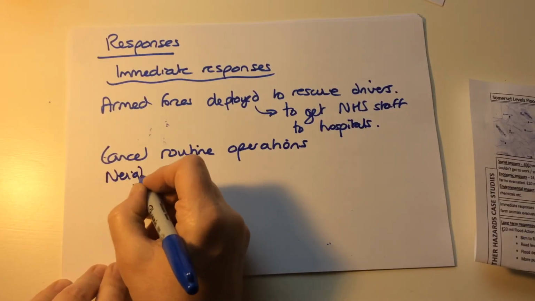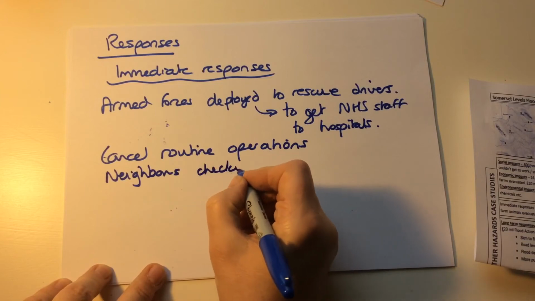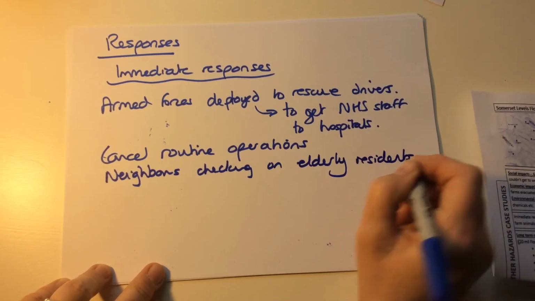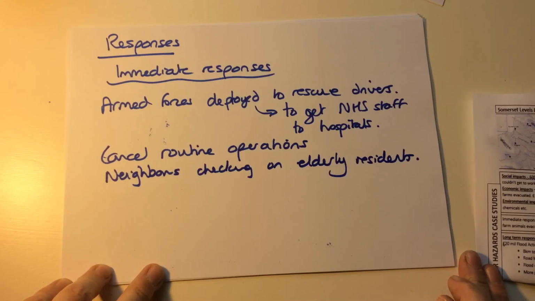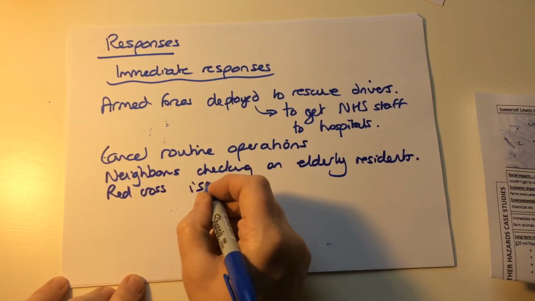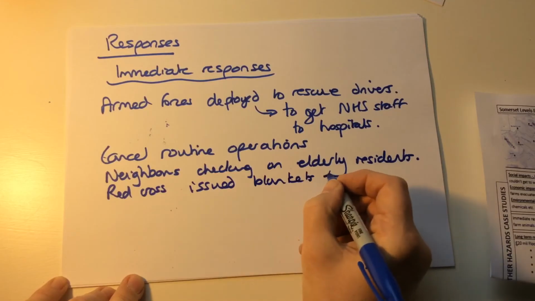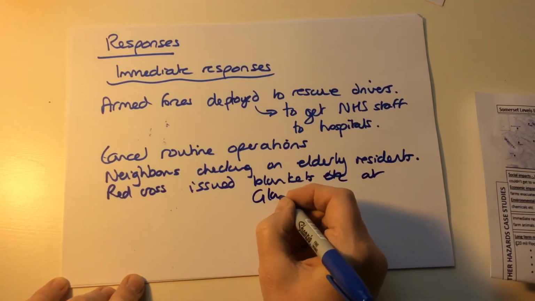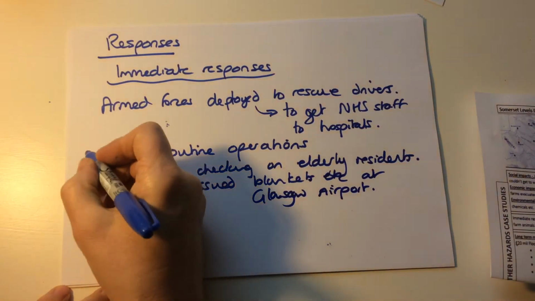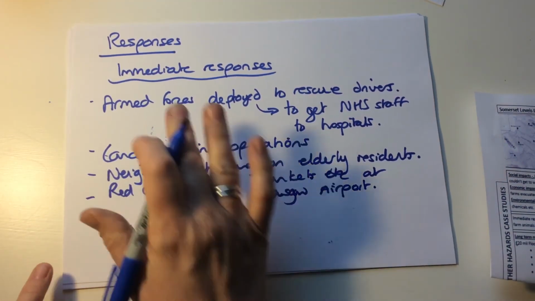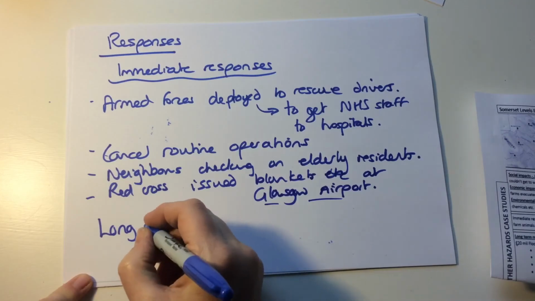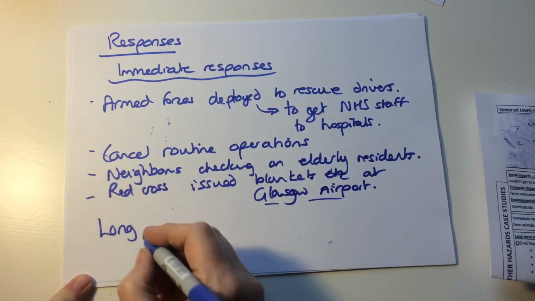A good one to mention was neighbours checking on elderly residents. So, people are often asked, if you know that there's an elderly person in your road, please go and check. The Red Cross issued blankets, etc. at Glasgow Airport. That's a nice little named case study. So there were people stranded, not able to get around, and people chipped in to help. Again, those are fairly instinctive. If you can try and include some named examples in your answer, that will take it up to the next level. And again, that idea immediately.